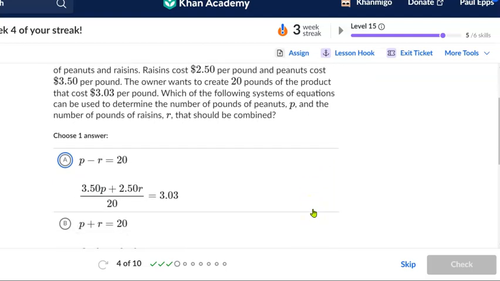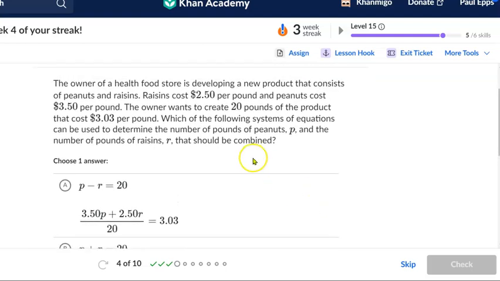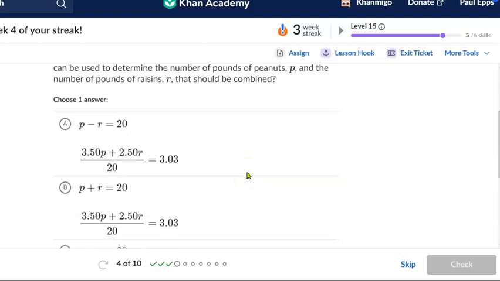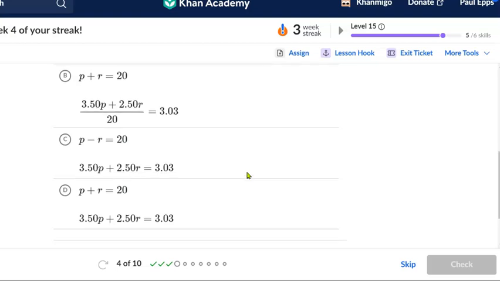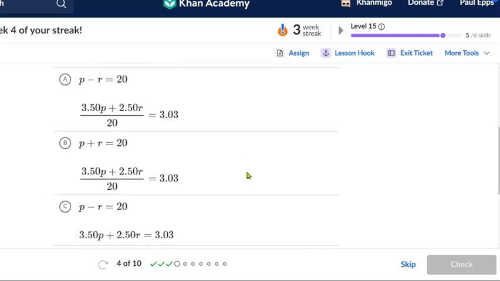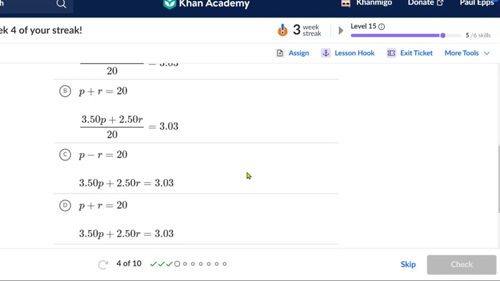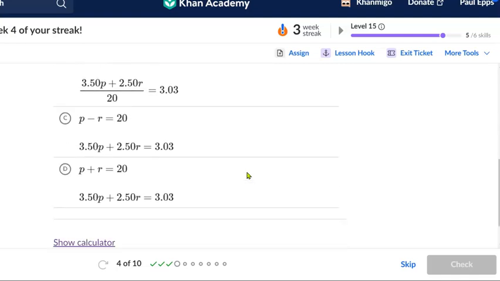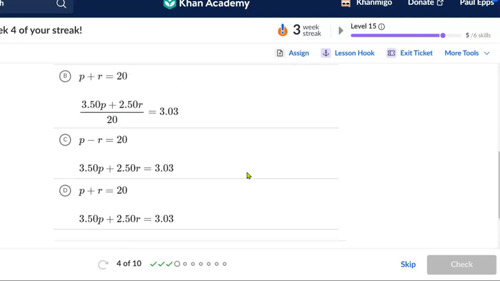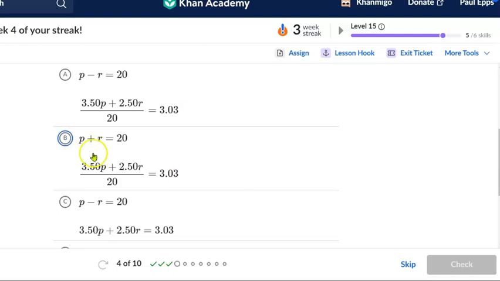All right, so for A, we have P minus R equals 20. That's not right. P plus R needs to equal 20. So actually, we can eliminate A and C because of P minus R equals 20. We can eliminate the D because there's no way that 350 P plus 250 R is going to equal $3.03. So the only answer that makes sense is B.